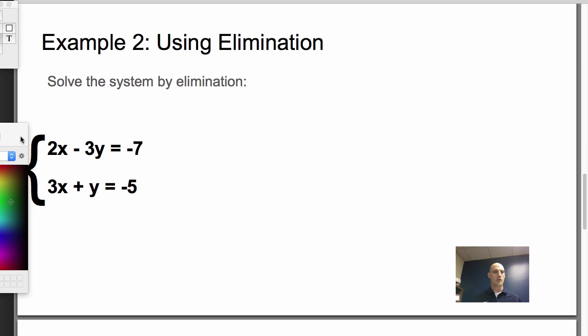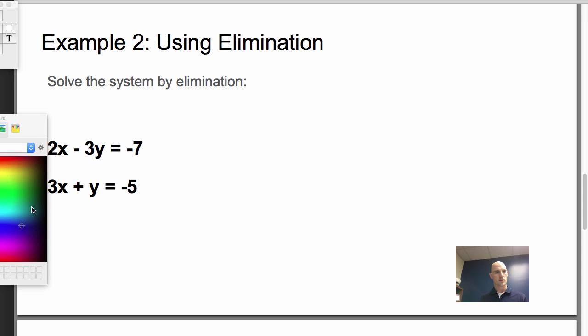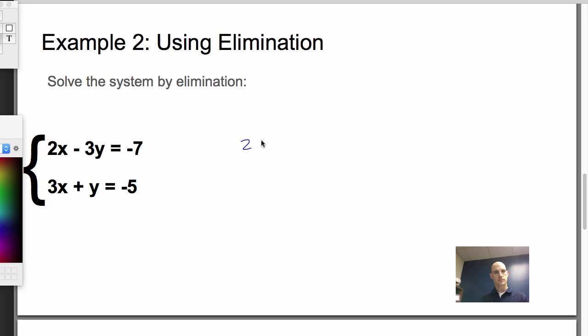Here's another one. And what we notice in here is we don't have quite the situation that we want. And so what we can do is we can multiply one of the lines, and I'll show you how this works. So I've got 2x minus 3y equals negative 7. 3x plus y equals negative 5. And so here I've got a 3y, and what I'm looking for is an opportunity just to simply multiply one of the lines by some coefficient.